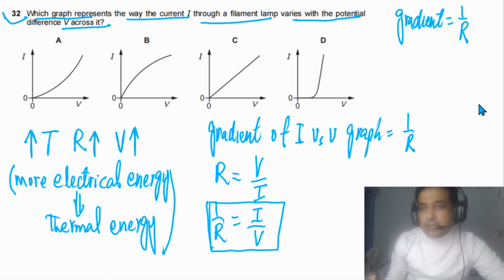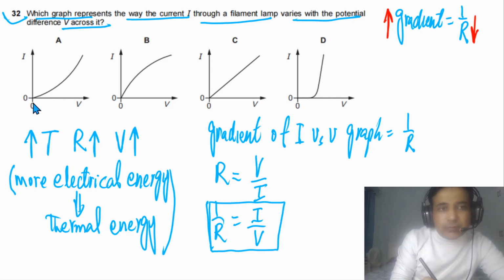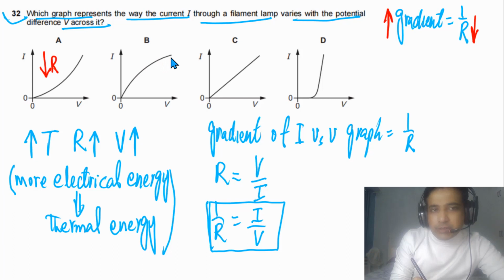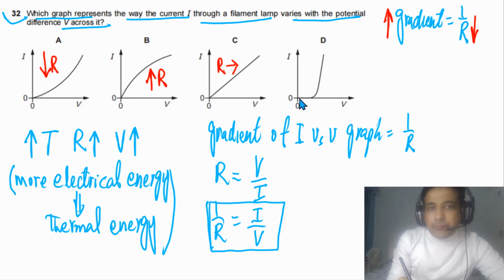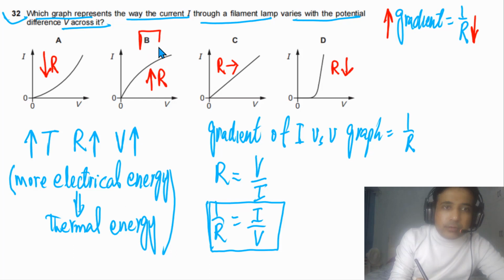So it simply means that if the gradient is increasing, resistance is decreasing, and vice versa is also true. If you look at the first one, gradient is increasing, so resistance is decreasing. In this one, gradient is decreasing, so resistance is increasing. For this one, gradient is constant, so resistance is constant. And for this one, gradient is increasing, so resistance is decreasing. For a filament lamp, resistance increases with PD, so the answer for this question is B.